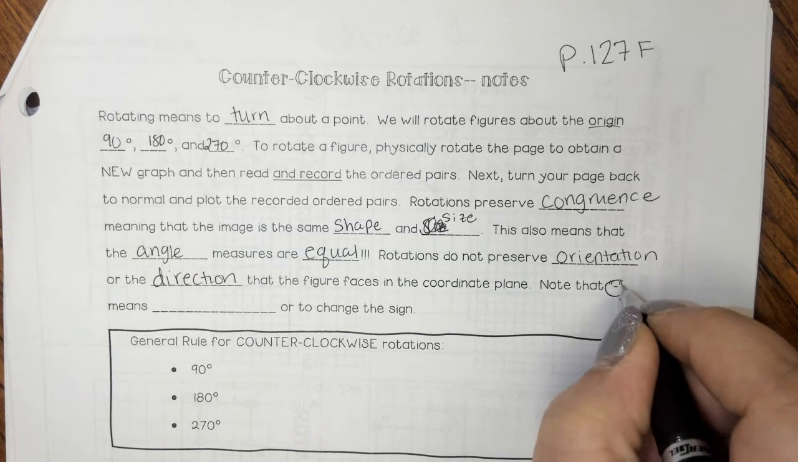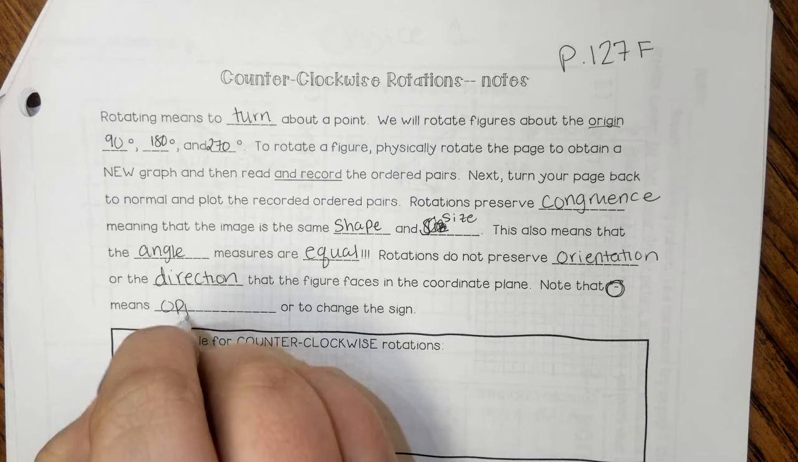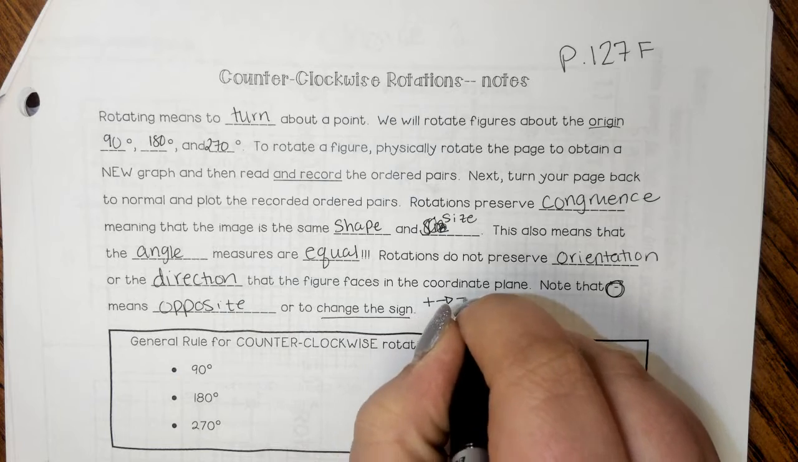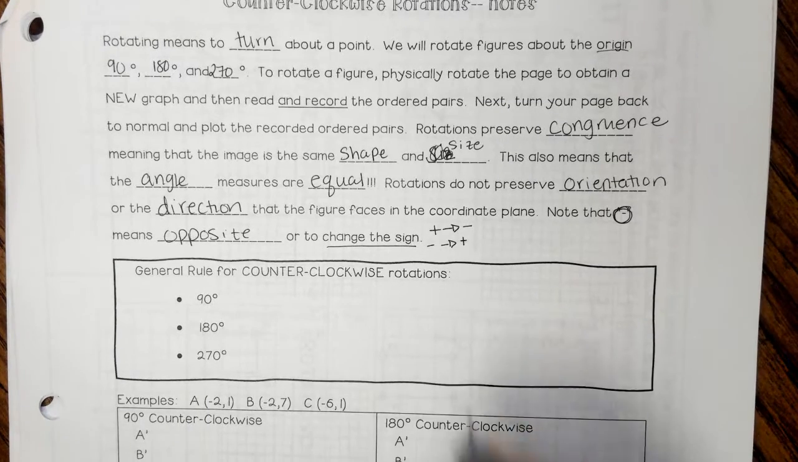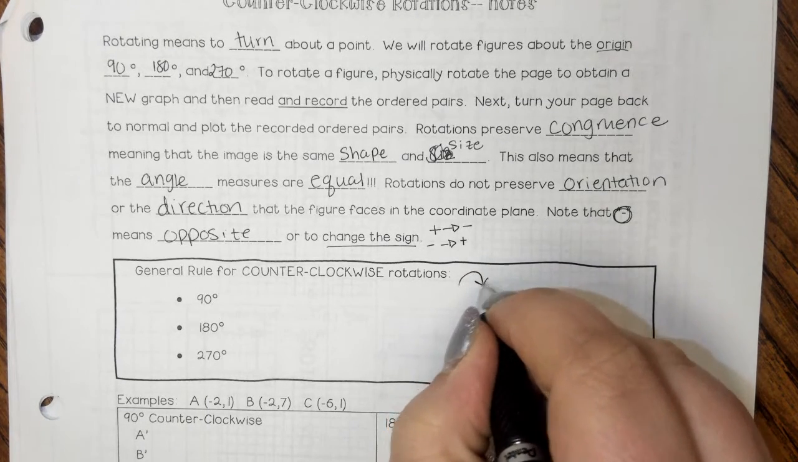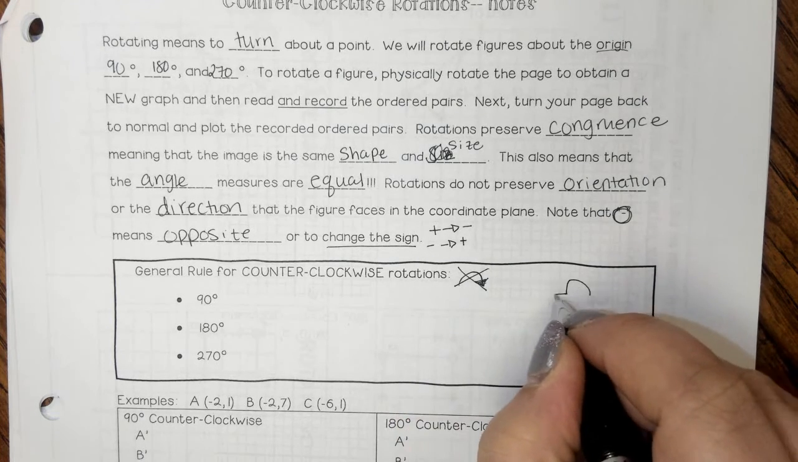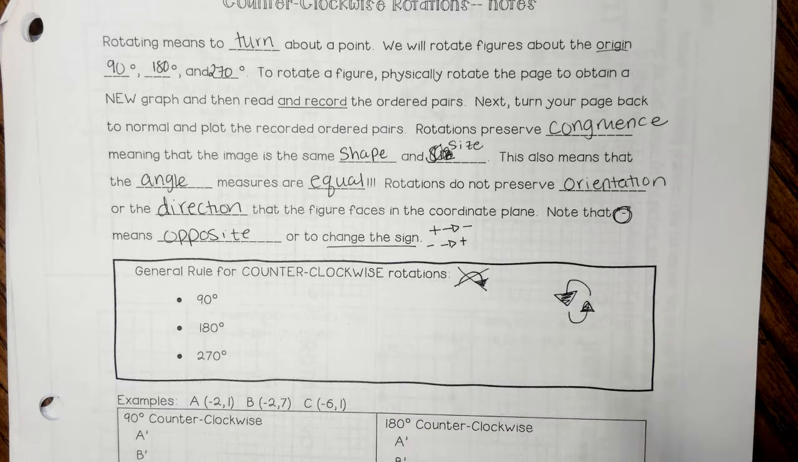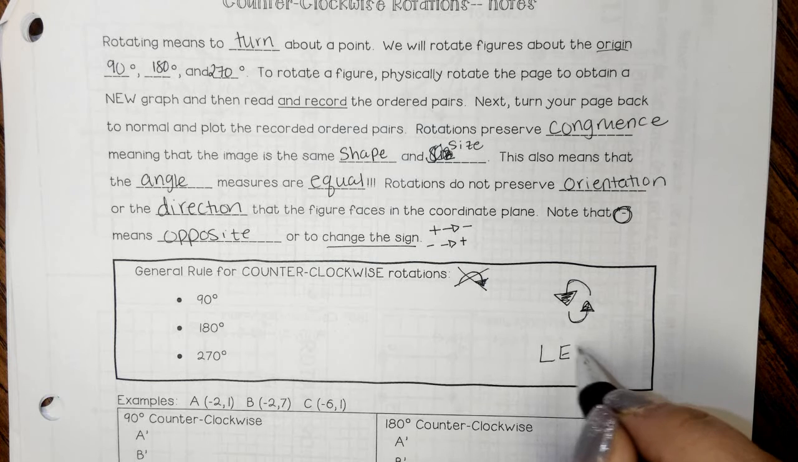We need to remember that this negative sign, when it's in front of a variable, really just means opposite. And opposite just means to change the sign. So positives become negatives and negatives become positives. Now previously we were going clockwise. This is the way that a clock turns. So today we're going to go opposite of that. If I was in a car and I turned my steering wheel this way, my car would go to the left. So we are looking at left turns when we say counterclockwise.